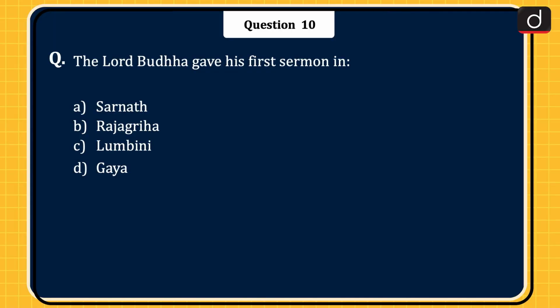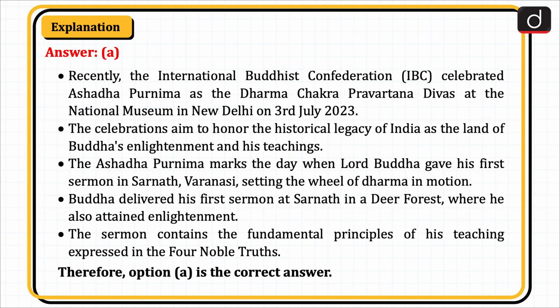Last question is, the Lord Buddha gave his first sermon in Sarnath, Rajgir, Lumbini or Gaya? The correct answer is option A, Sarnath. Recently, the International Buddhist Confederation celebrated Ashadh Purnima as the Dharma Chakra Pravartana Divas at the National Museum in New Delhi on 3rd July 2023. The celebrations aim to honor the historical legacy of India as the land of Buddha's enlightenment and his teachings.